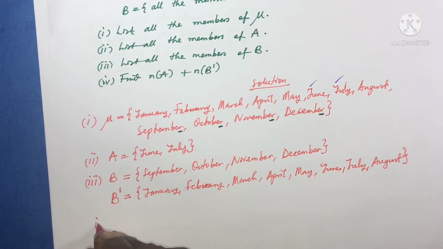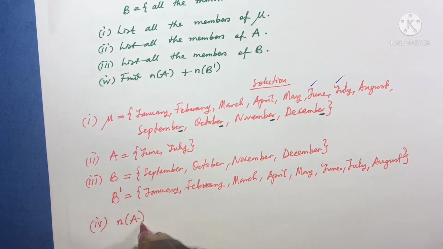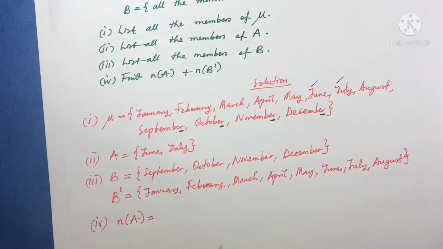Now, that brings me to question number 4. In question number 4, we are asked to add the cardinality of A to the cardinality of B complement. So the question is, what is the cardinality of A? The cardinality of A, if you remember vividly, means the number of elements in the set. So counting the elements in A, how many elements do you have in A? 1, 2. So the cardinality of A will be 2.